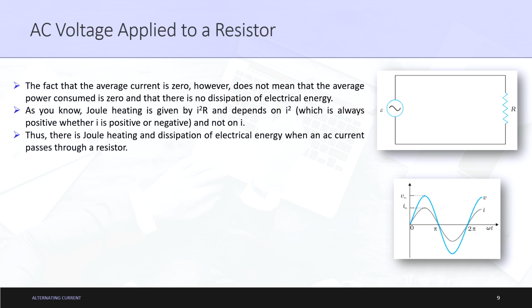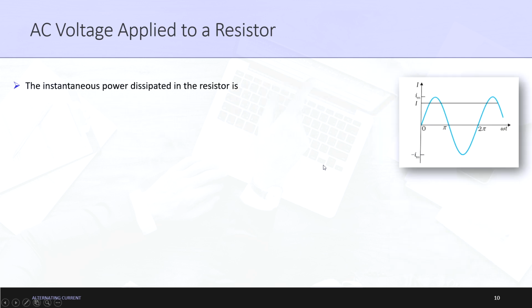So, all these things were explained to you. We understood the formula for I, that is I is equal to Im sin omega t, where Im is equal to Vm by R. And also we understood that the average current is 0, but the average dissipation of electrical energy is not 0. Okay. So, now let us try to understand the instantaneous power dissipated.